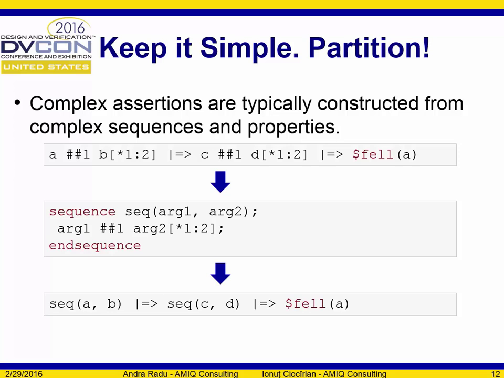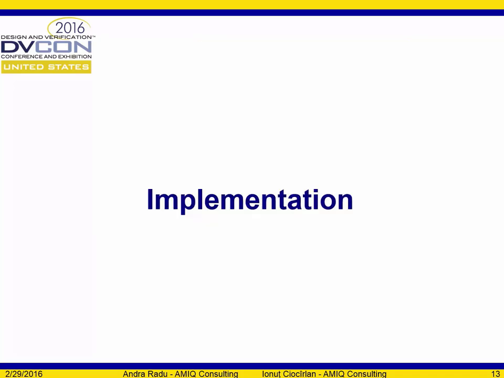Now, we've seen that we have to identify the design characteristics, we have to pull out some design properties, which we could translate directly into a temporal sequence form. We have to partition them, and then we could start doing the actual implementation of the assertions.